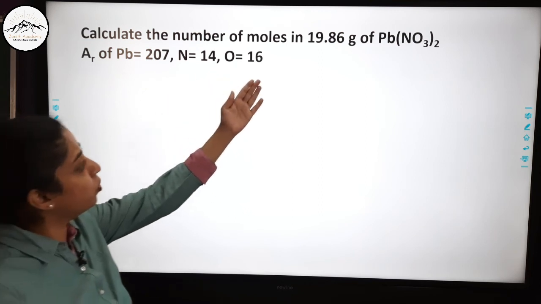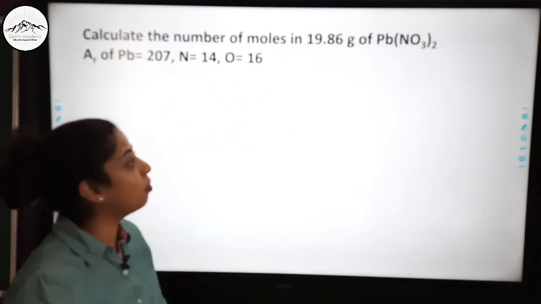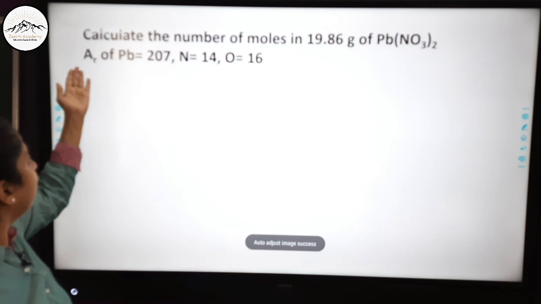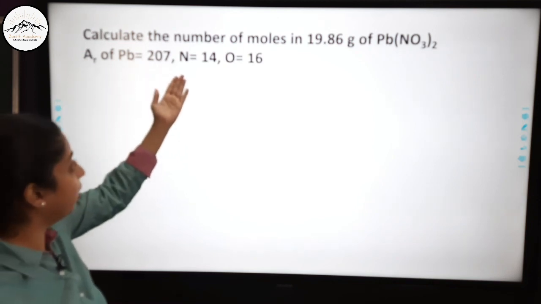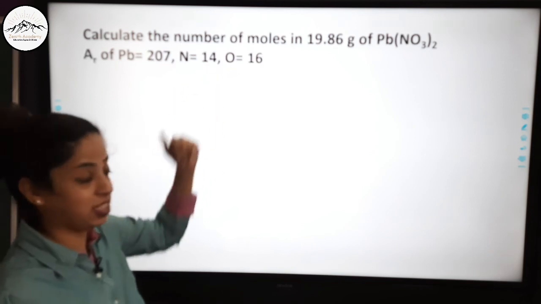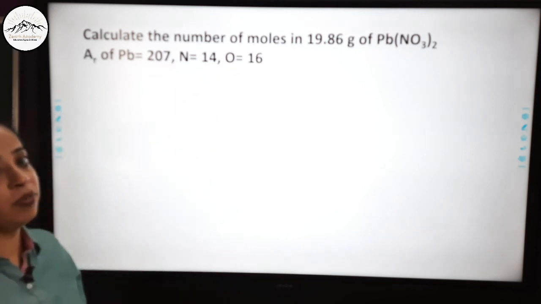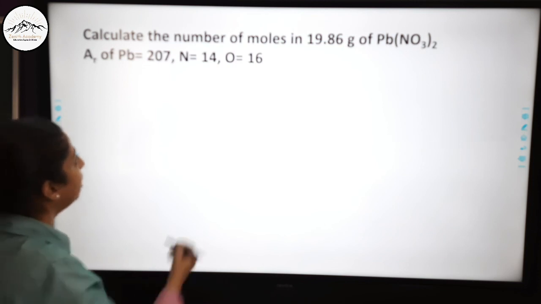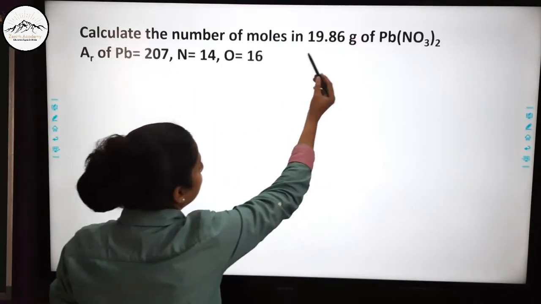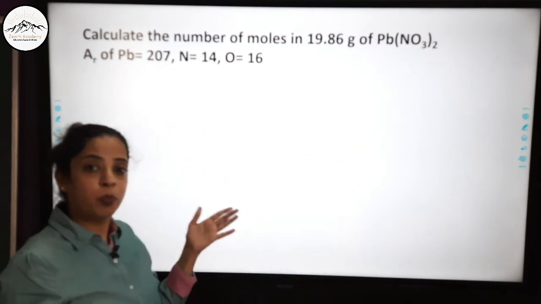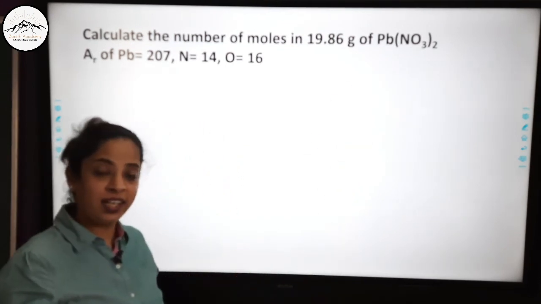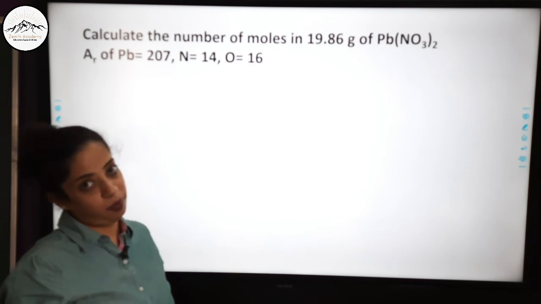Calculate the number of moles in 19.86 gram of lead nitrate. The relative atomic mass of lead is given as 207, of nitrogen is 14, of oxygen is 16. So now this is the assignment for you kids. You have to find the number of moles in 19.86 gram of lead nitrate. So pause the video, solve it right now and write the answer in the comment box.